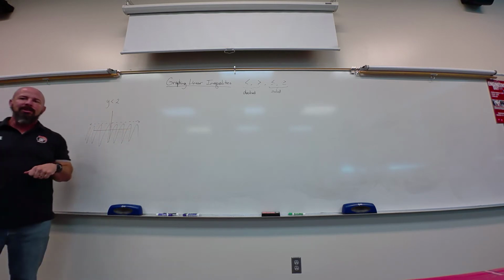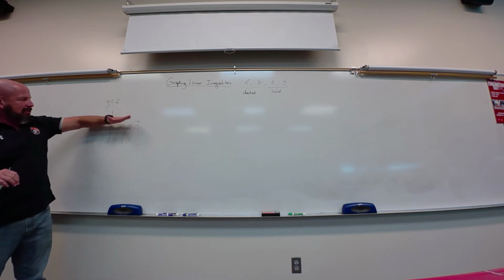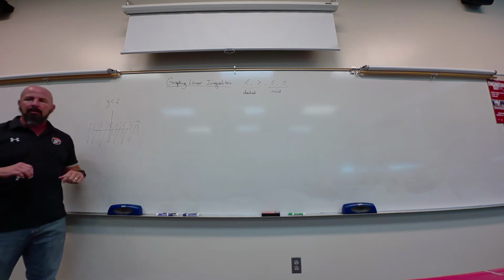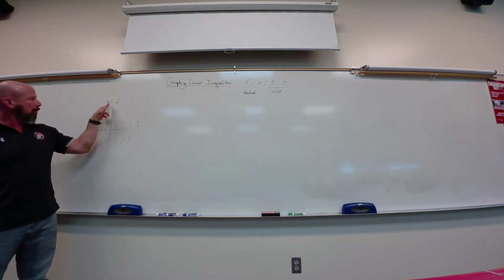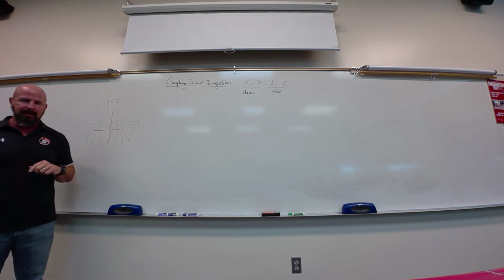I'm going to, again, shade the region that's true. This is a line. It splits the region up into halves, top half, bottom half. One of them's true, one of them's false. We want to know where the y's are less than 2. That would be below that line.